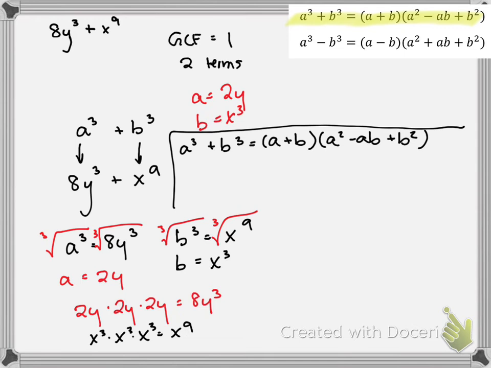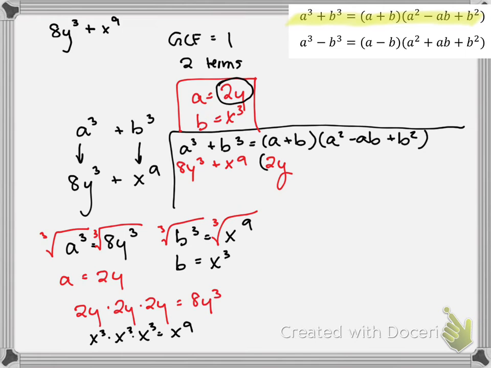Okay, so underneath of that, remember, we're going to write 8y cubed plus x to the 9th. Okay, and then this is where this comes in. Again, wherever I see a, I'm not going to write a, I'm going to write 2y. So we're going to write 2y here.